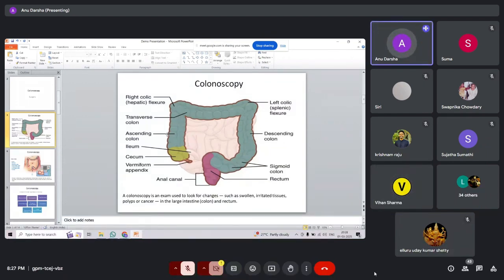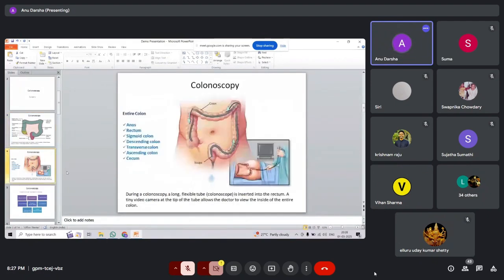Yeah. To bill complete, as it is shown in the picture, the tip of the scope has to reach this cecum. Then only we can consider it as a complete colonoscopy. Before reaching this area, if they are terminating in any of these areas, then it is not a complete colonoscopy. So we have certain guidelines to follow. We have to append those guidelines as per the documentation.